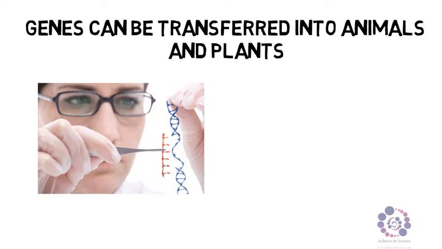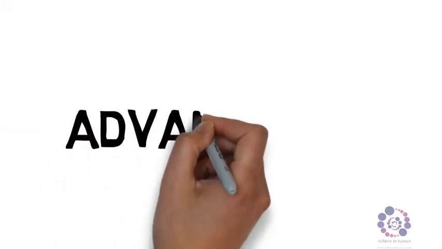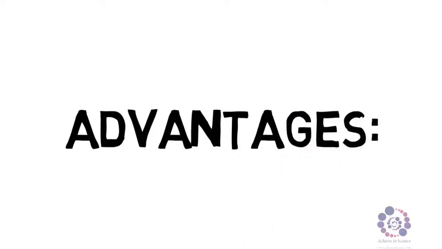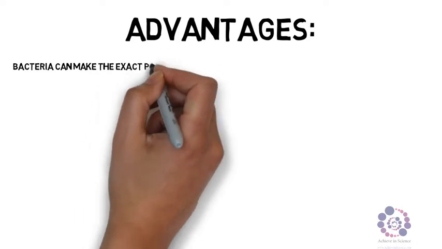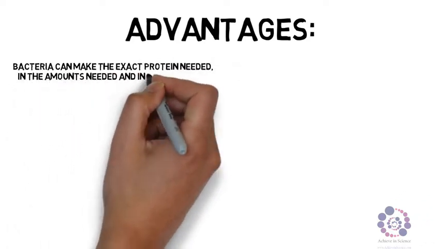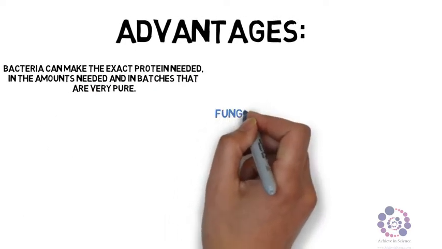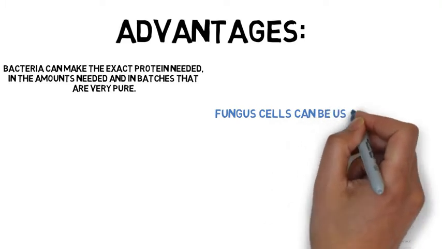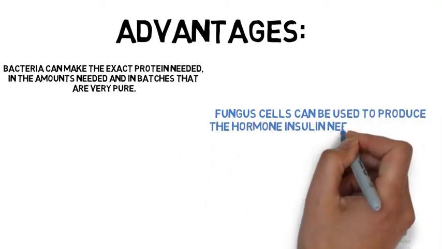Now why do this? Well, first of all, let's look at some advantages of doing this. Well, one advantage is that bacteria can make the exact proteins needed, in the amounts needed, and in batches that are very, very pure. Fungus cells can be used to produce the hormone insulin, which is needed for people with diabetes.